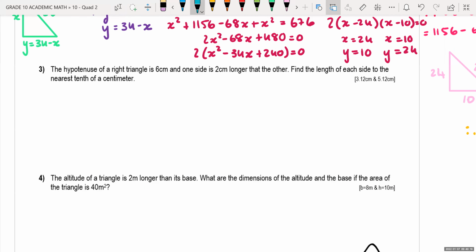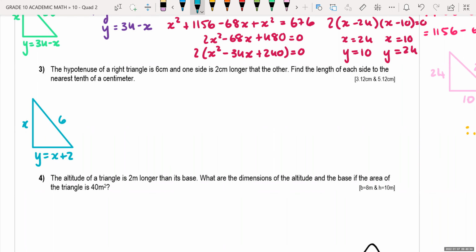We have a right angle triangle, and we have the hypotenuse is 6 centimeters and one side is 2 centimeters longer than the other. So again, you can call this X and you can call this Y. And when they say one side length is 2 centimeters longer than the other, you're actually just making another equation. I'm basically saying Y is going to be X plus 2. Or you could say it the other way around. You could say X is equal to Y plus 2 because they don't really specify which one.